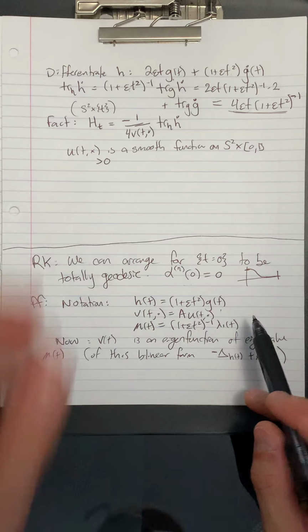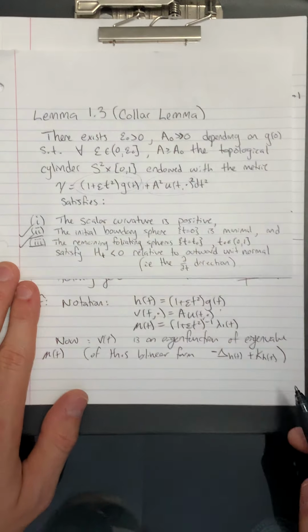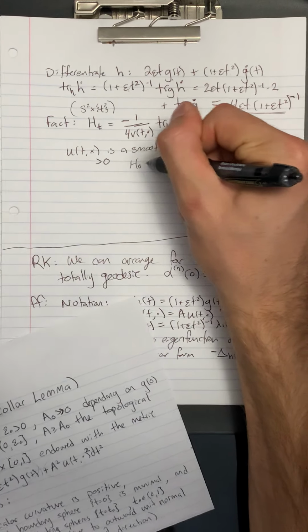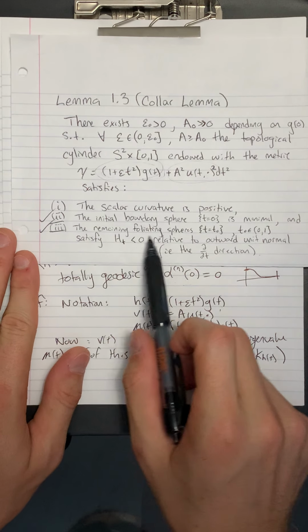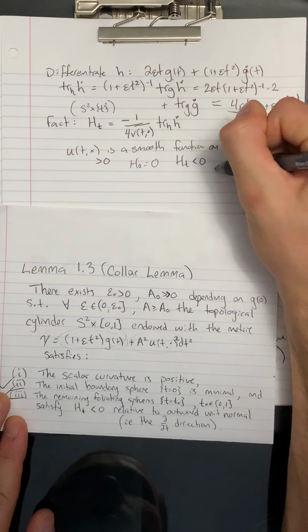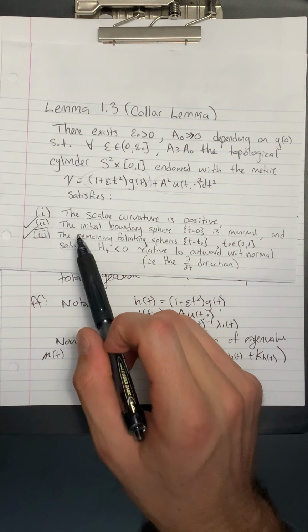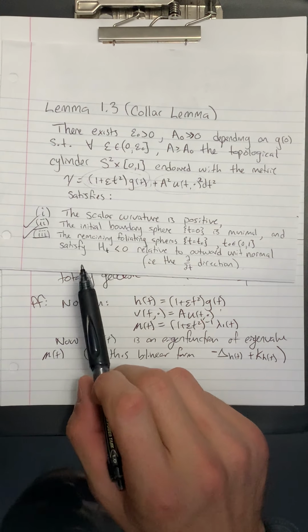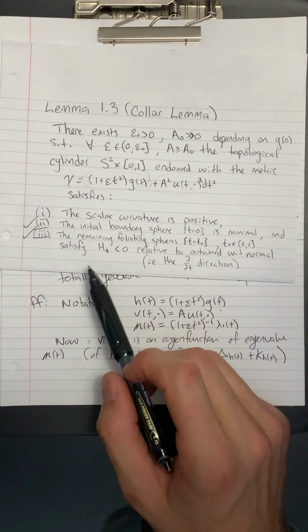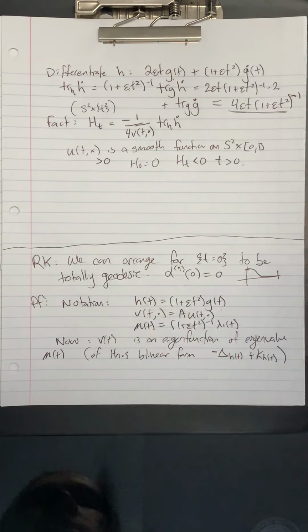So in fact, this shows conditions 2 and 3. The initial boundary sphere is minimal, h0, 0. And the remaining foliating spheres have negative mean curvature, t bigger than 0. So in other words, we have proven that the initial boundary sphere is an outermost minimal surface, pardon me. And so that's what it means to be an apparent horizon. So let's continue to prove.